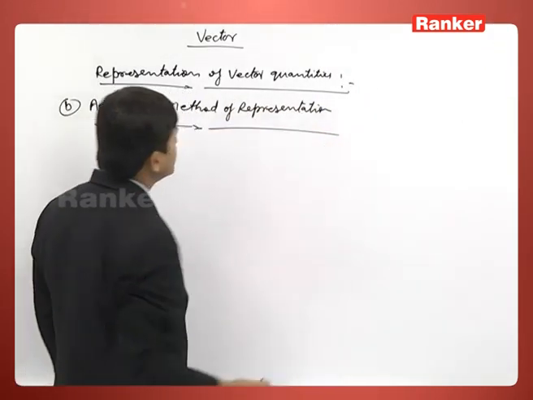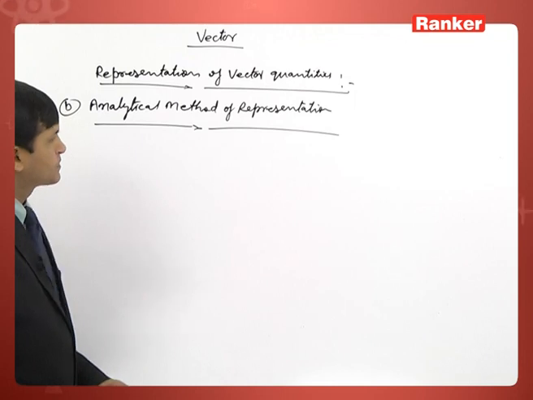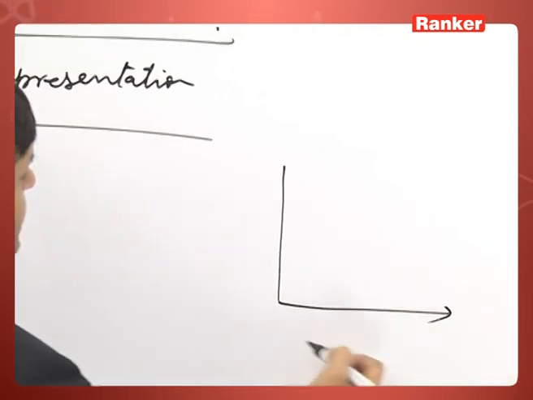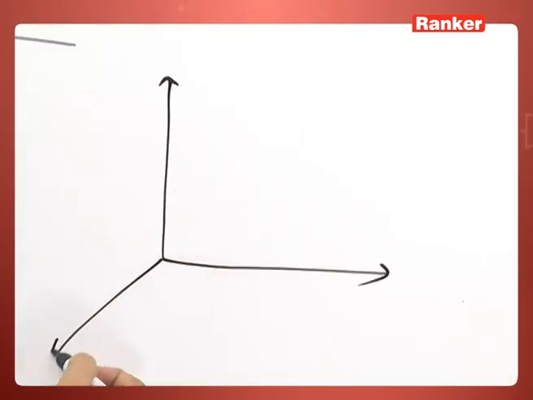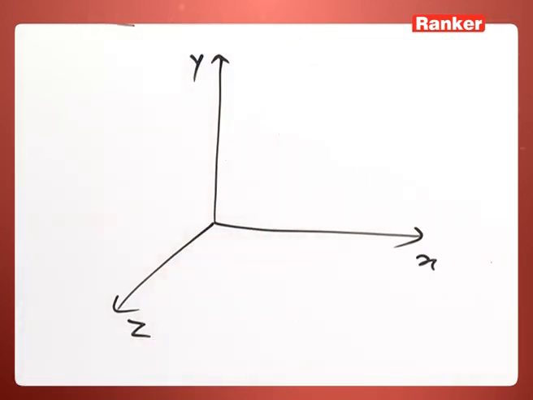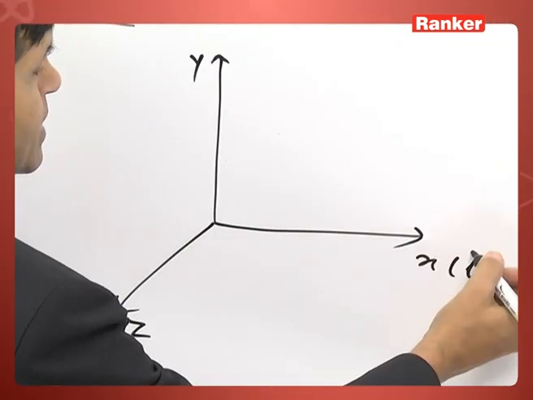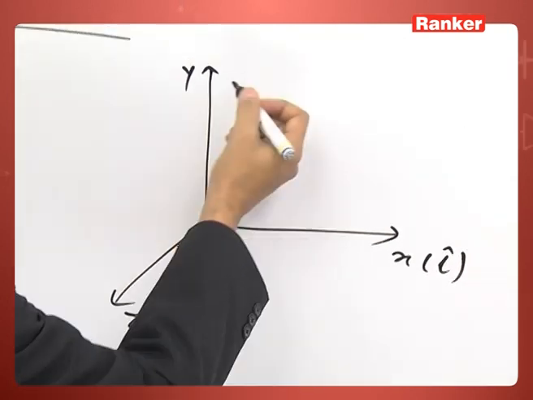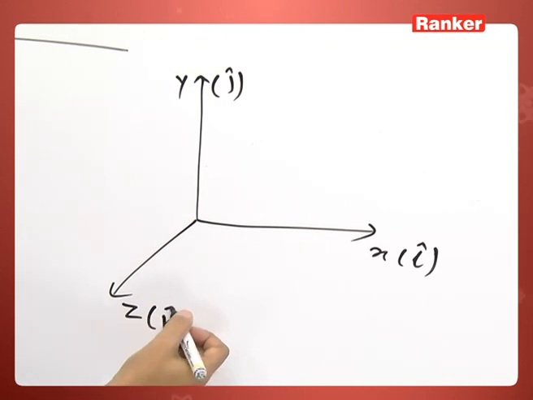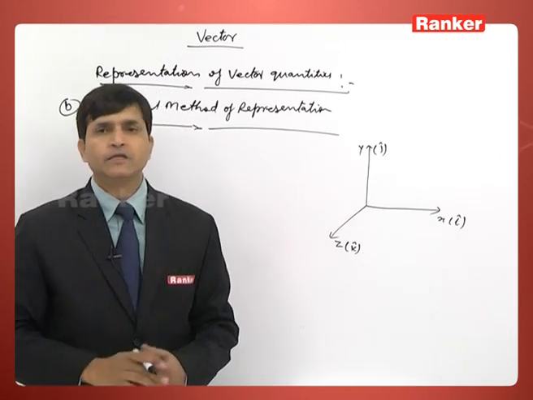Method of representation. In this method, first we will define our coordinate system. As we know, in the Cartesian coordinate system we have 3 axes, x, y and z. The x axis we represent with a symbol called i cap, y with j cap, and z is k cap.